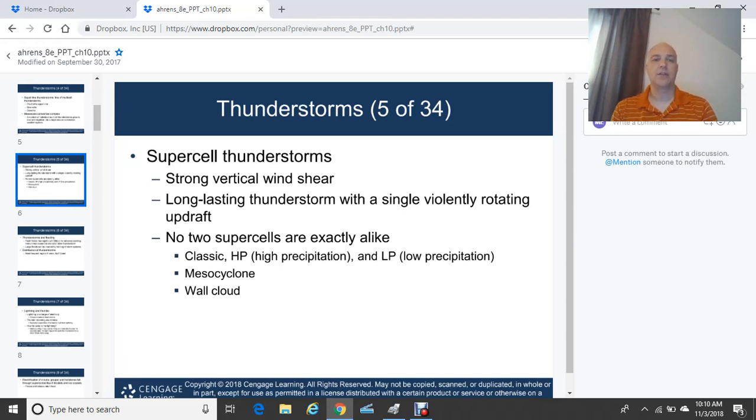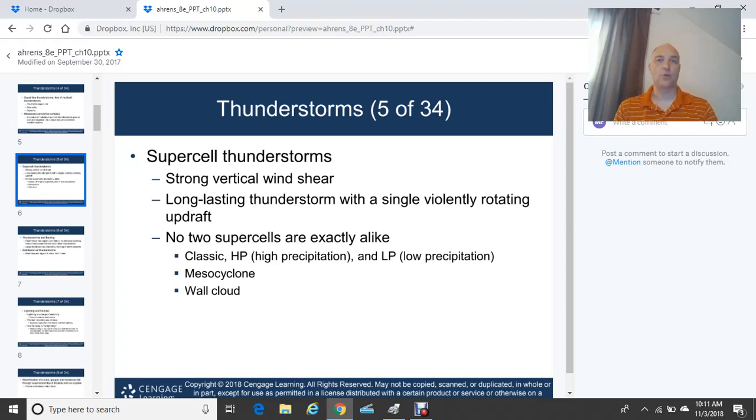Okay, supercells are typically found in the central plain states of the United States: Oklahoma, Kansas, Nebraska, Missouri, in that general tornado alley, the central plain states. Now, there are no two supercells that are exactly alike. You have a classic, you have a high precipitation supercell, and a low precipitation supercell, an LP. Okay, so there are three types of supercells: the classic, the high precipitation, and the low precipitation.